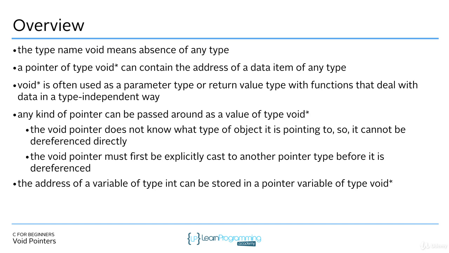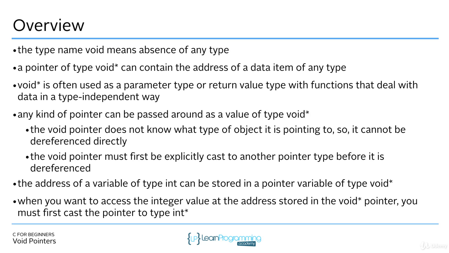The address of a variable of type int can be stored in a pointer variable of type void star, because void star means that any type of data can be stored inside there. So when you want to access the inner value at the address stored in the void star pointer, you have to first cast it to a pointer of type int.